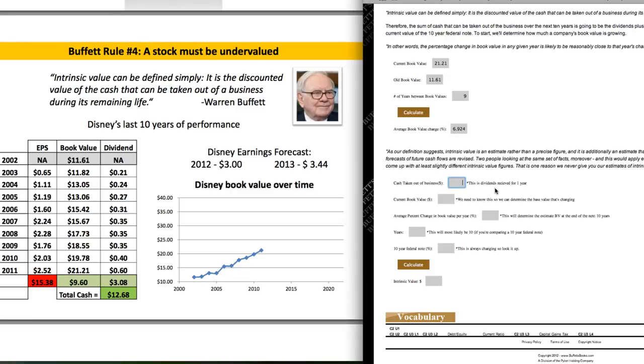So when we look at the cash taken out of the business, this is our dividend. This is our 1-year dividend. Currently, Disney's paying a 60-cent dividend. As you look over the last 10 years, that dividend payment has been a lot lower than 60 cents. They've just recently raised that up to 60 cents.